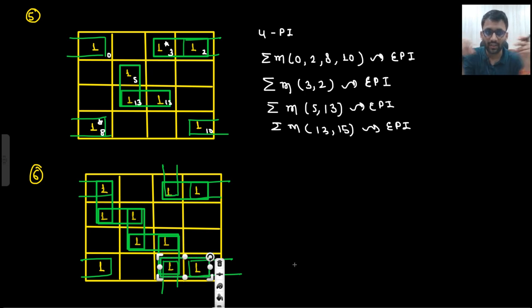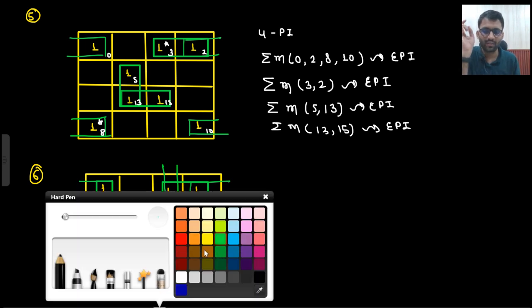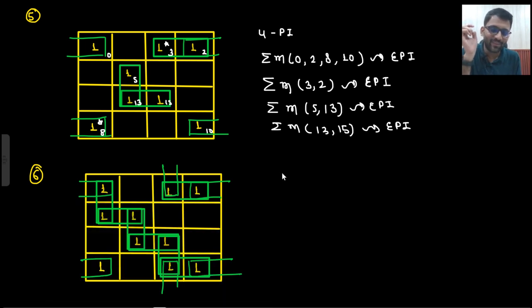In between, these are not there. So we will write down all. Do I need to write down all? No, because if you write down all, it will take a lot of time in the examination. Now I will not write down all, I will just calculate the essential prime implicants. So let's calculate the essential prime implicants.